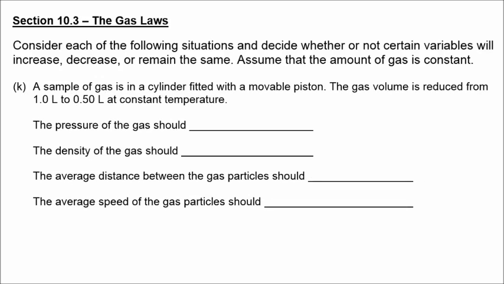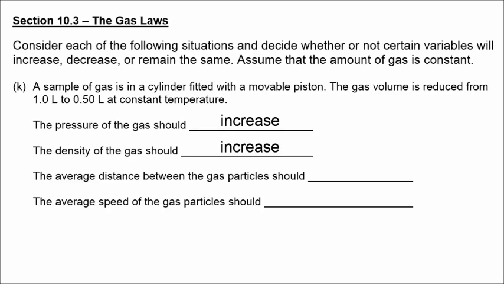Our next example, we still have a constant number of moles, but now we have a constant temperature. So therefore the variables that are changing are pressure and volume. Because we are decreasing the volume, the pressure should increase. We have the same sample of gas, but now it's confined to a smaller container, or a smaller space.